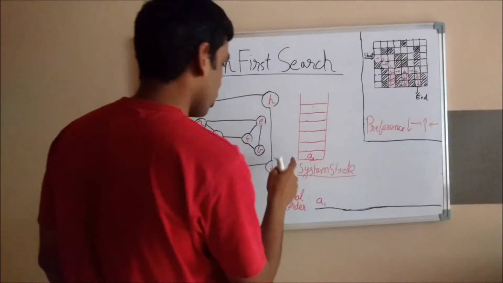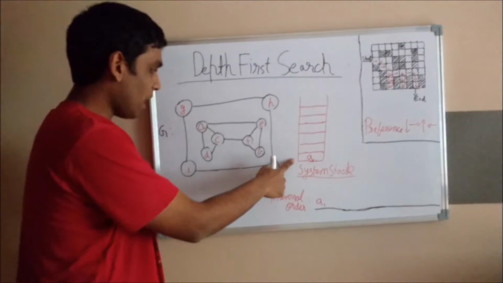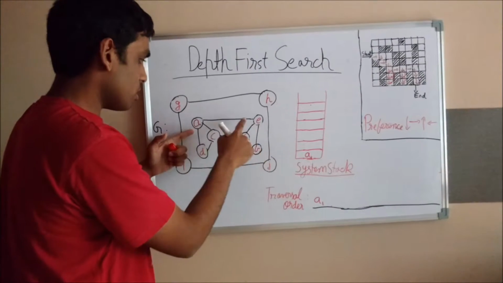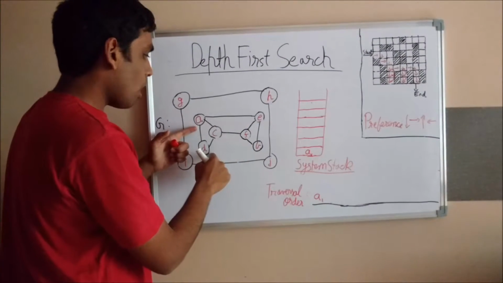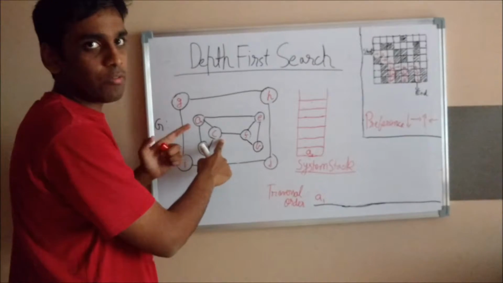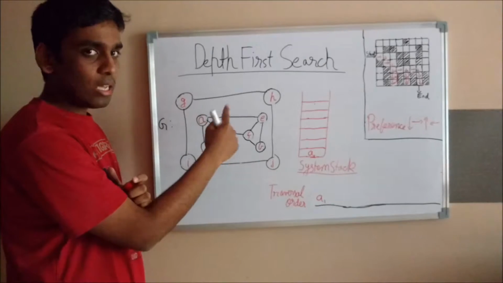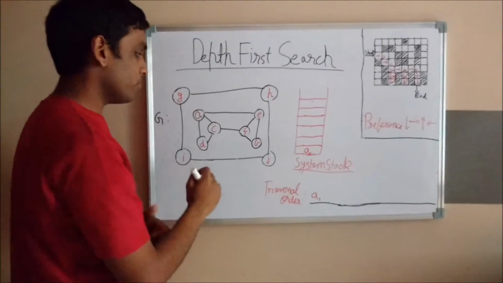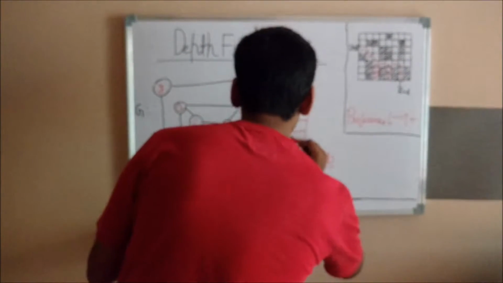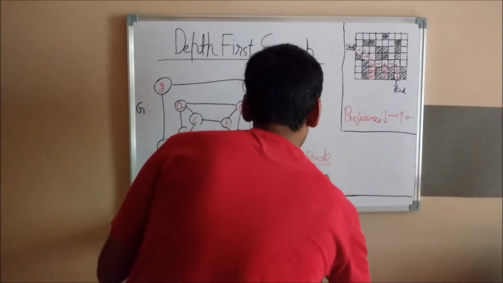Because A is the top element of the stack, A has 3 adjacent vertices, E, C and D, out of which we will select C because of alphabetical order to break the tie. This is the convention which I will be using throughout the example. So the next element to go in the stack will be C with the value of count as 2.